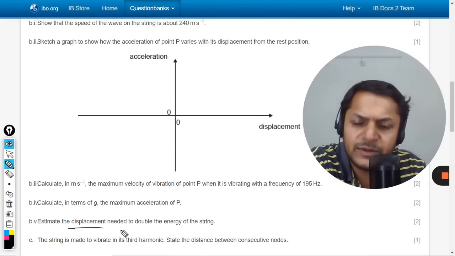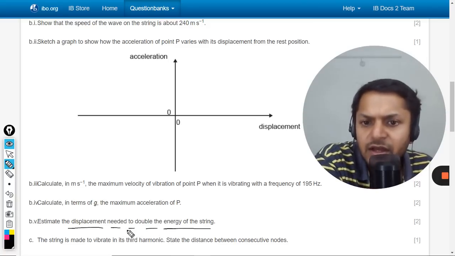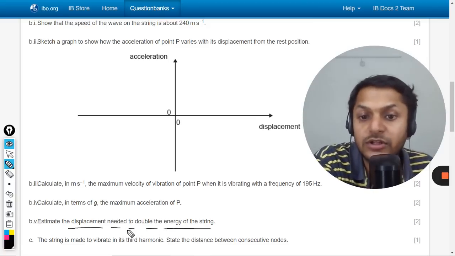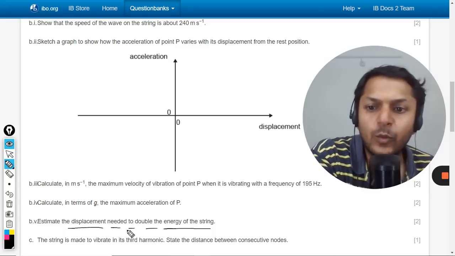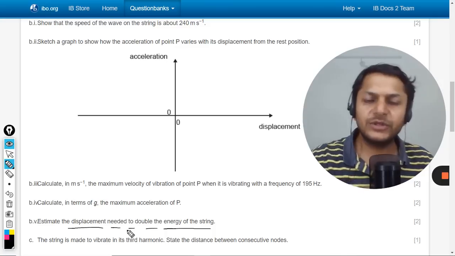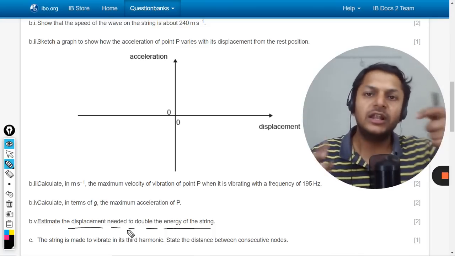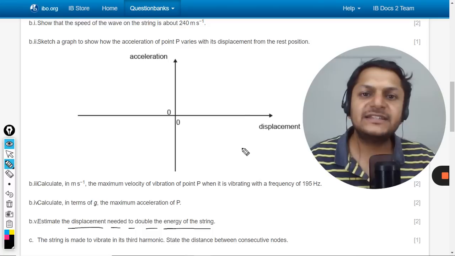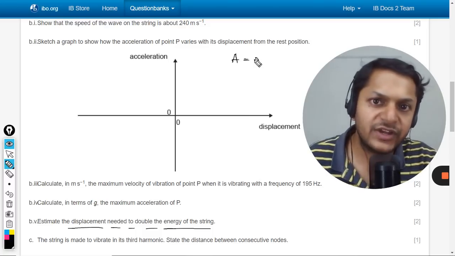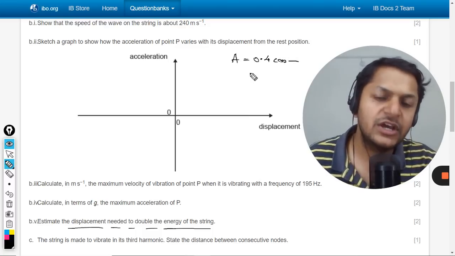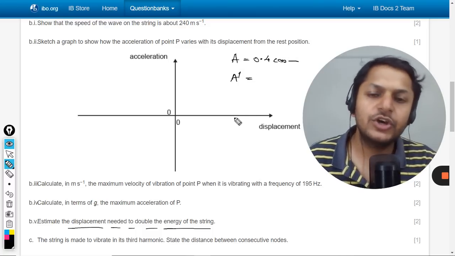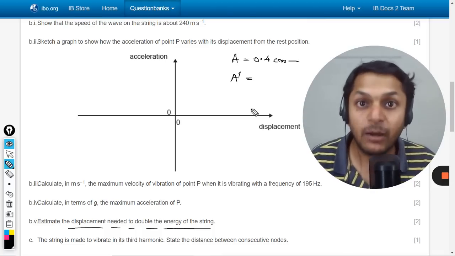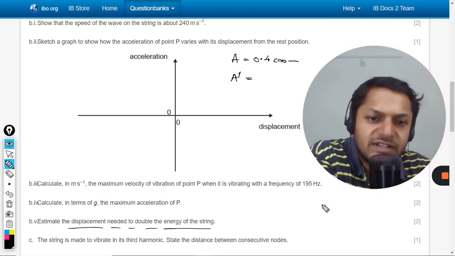Estimate the displacement needed to double the energy of the string. Okay, so now he's talking about the energy and what should be the displacement. It means what should be the actual amplitude, like we are plucking the string, and he says that the amplitude for plucking the string is 0.4 centimeters. So what should be our new amplitude so that the energy becomes double? So what is the formula for the energy?